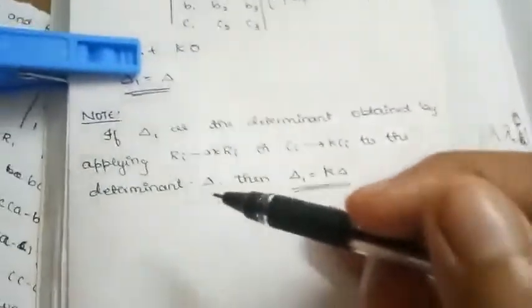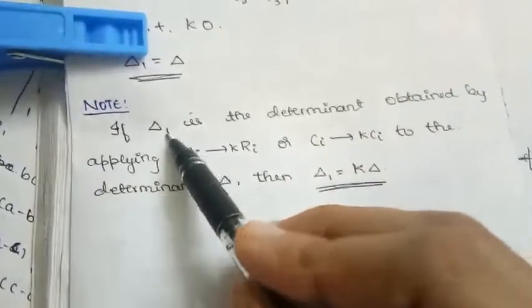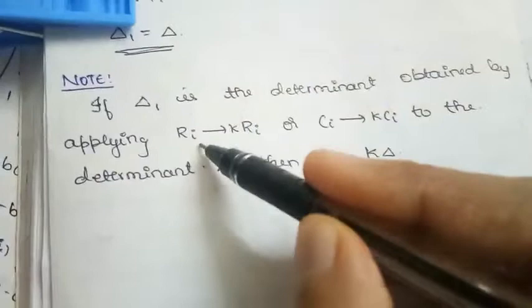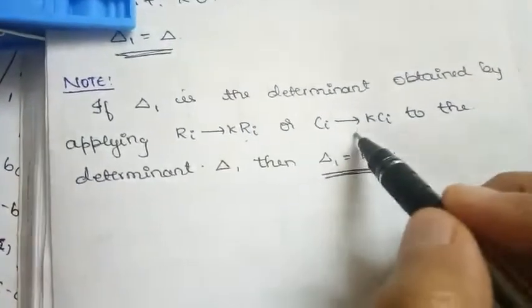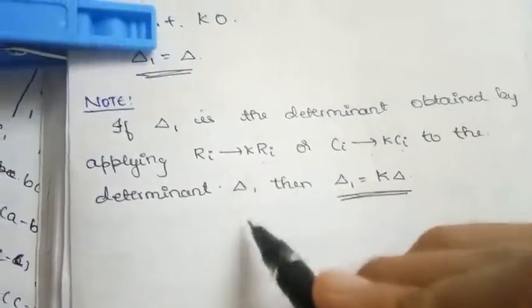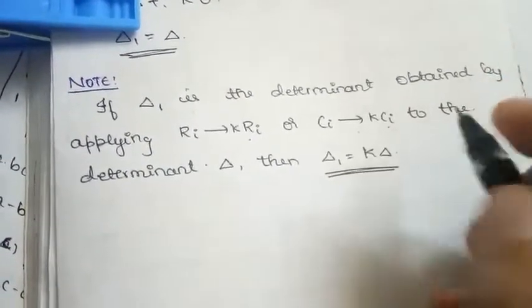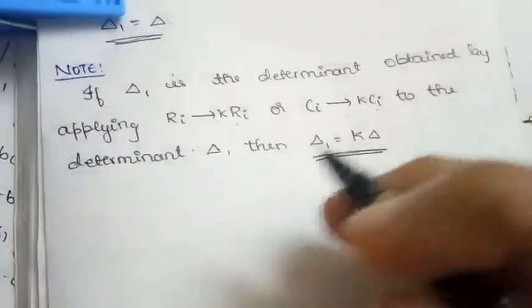That is what the note is saying: if delta 1 is a determinant obtained by applying this type of operation, that is Ri implies k times Ri or Ci implies k times Ci, then the determinant value becomes k times the given determinant. So this type of operation we can't use to solve the problem, but we can use the other one.